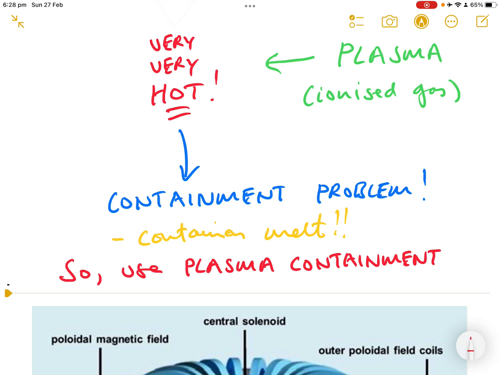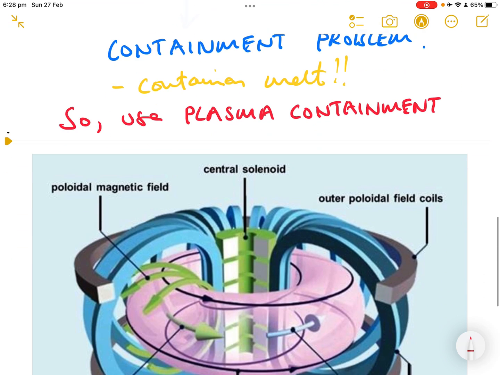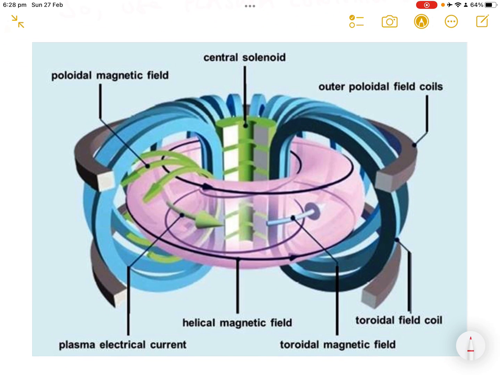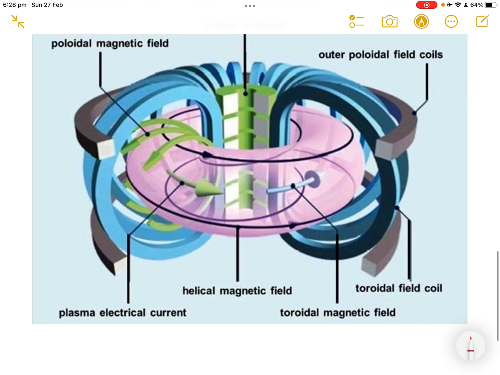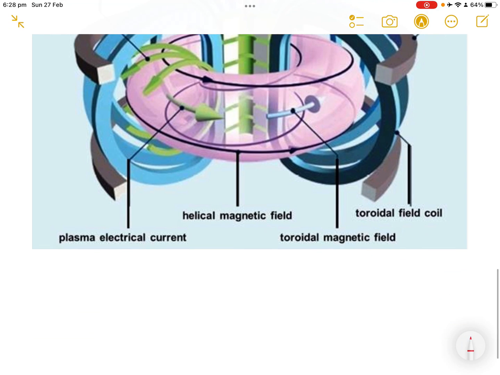Some textbooks say confinement, just means the same thing. So plasma containment basically involves this. Now, you don't need to draw this diagram in your notes because it's quite involved, but basically, to cut a long story short, the very, very hot hydrogen plasma is contained in space using very strong magnetic fields. That means that the plasma never actually needs to touch the container, and therefore the container doesn't melt.